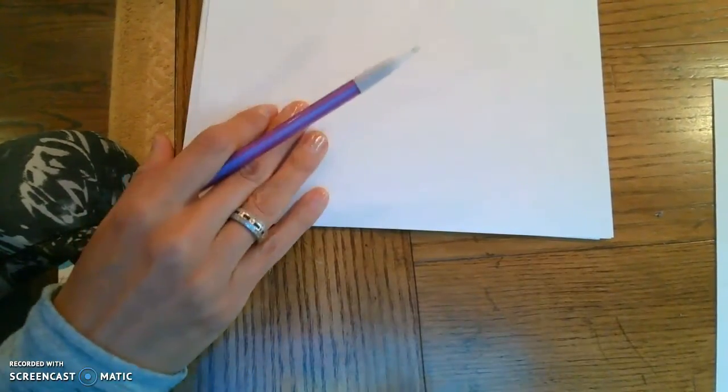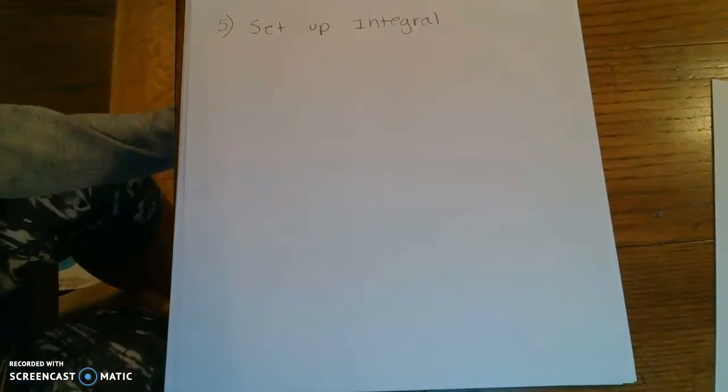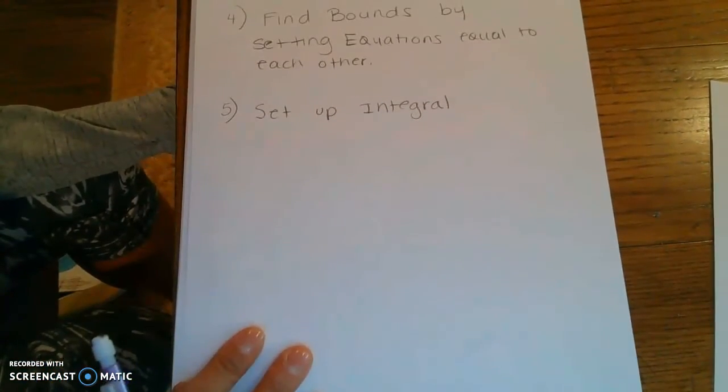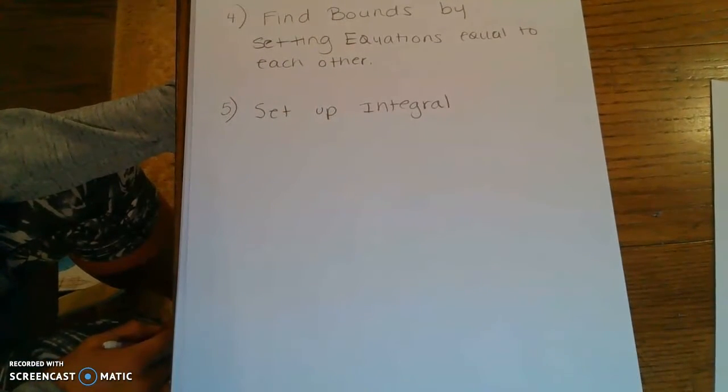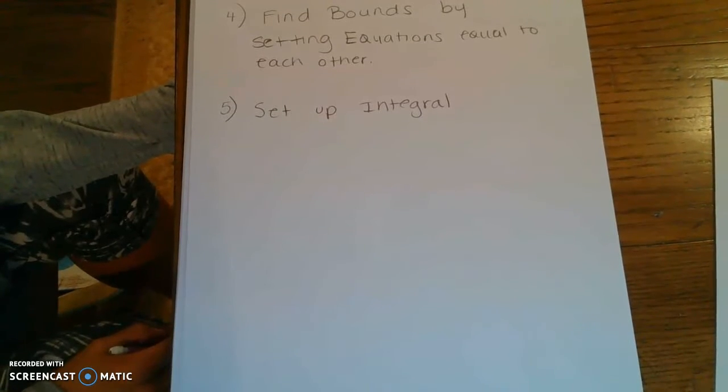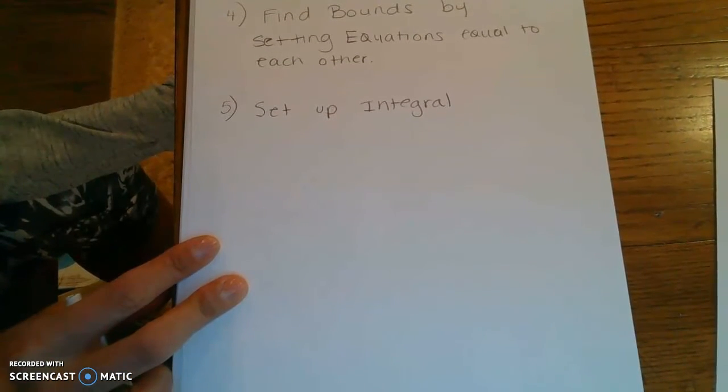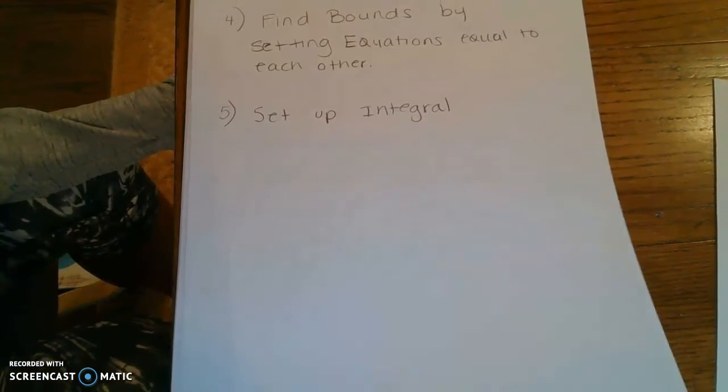The last step of finding the area between the curve is step 4. After you've decided which rectangles you're using and the equations are in the correct form, now you find the bounds by setting the equations equal to each other. And after you do that, you set up your integral.